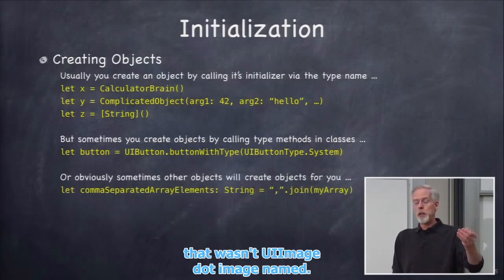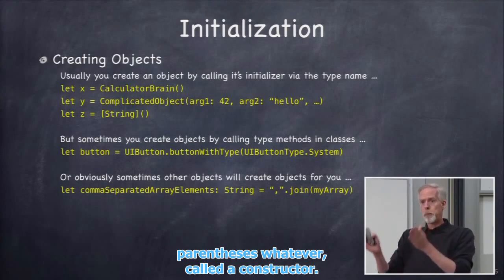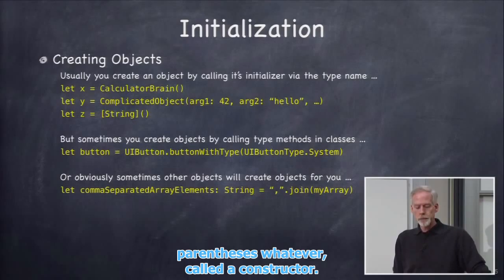Like remember UI image on the previous page, that wasn't UI image.image named. That's kind of how it used to be in Apple. Now it's UI image, parentheses, whatever, call the constructor.